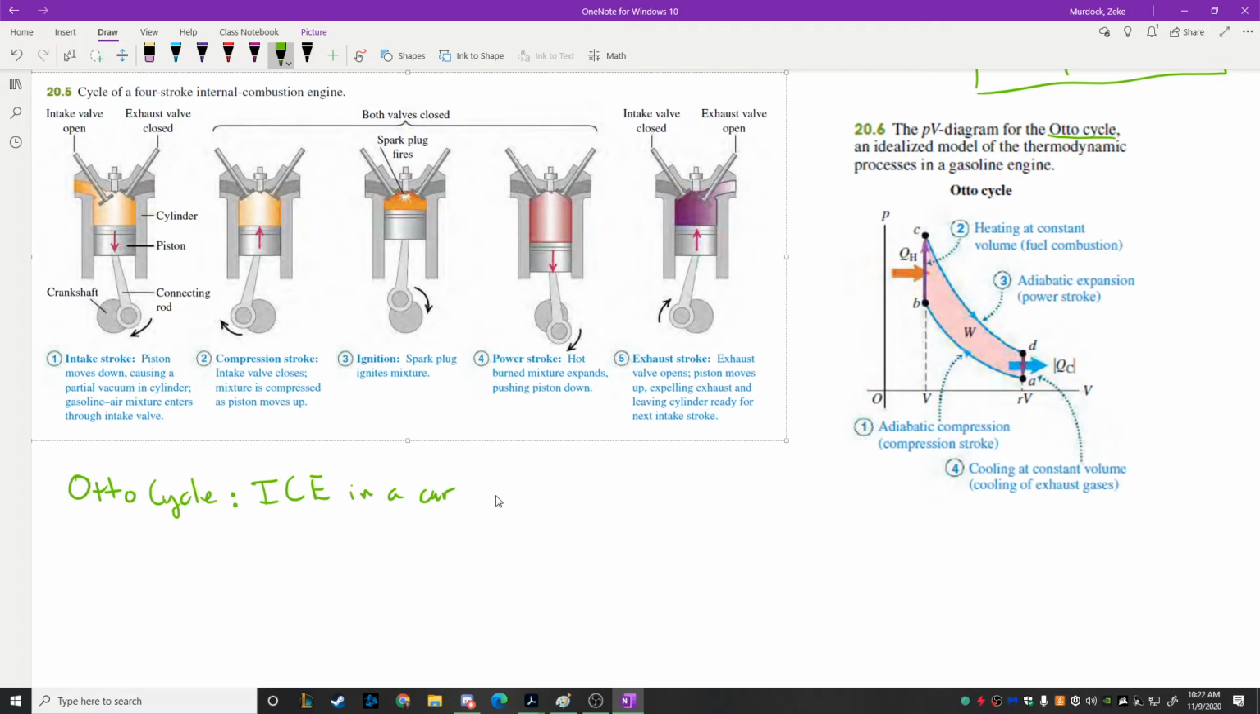This is one cylinder, right? If you have a V6, you've got 6 of these in your car, all operating off the same crankshaft. Okay, so the piston moves down, causing a partial vacuum in the cylinder, and that pulls in the gasoline air mixture. In your car, it doesn't just burn gasoline, it has to burn gasoline plus air. So the gasoline air mixture enters through the intake valve. Okay, and so where is that here? That's the adiabatic compression stroke.